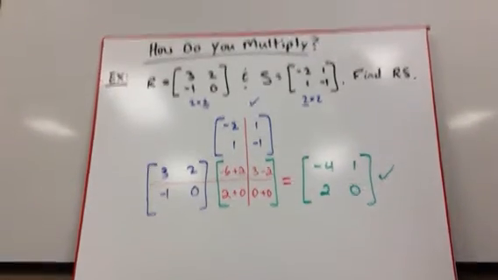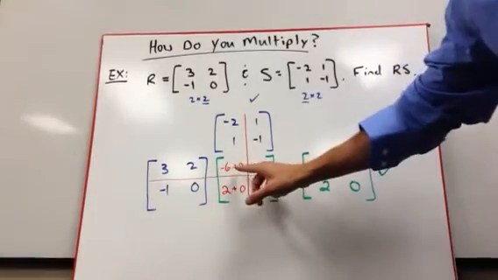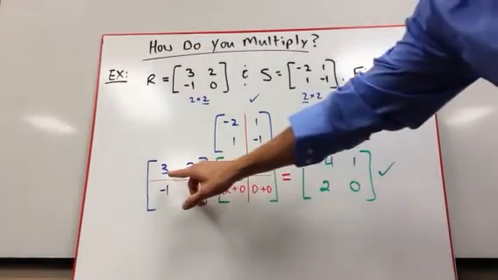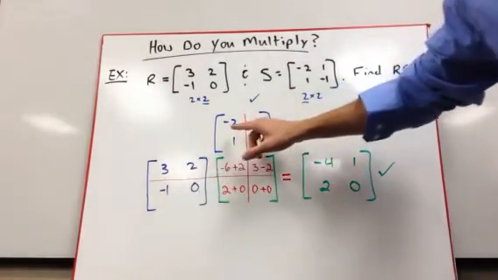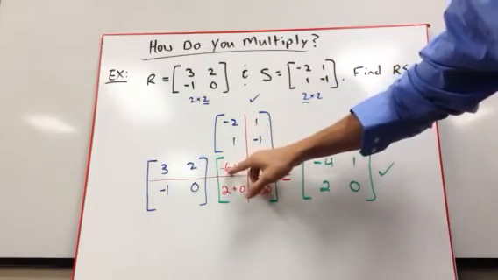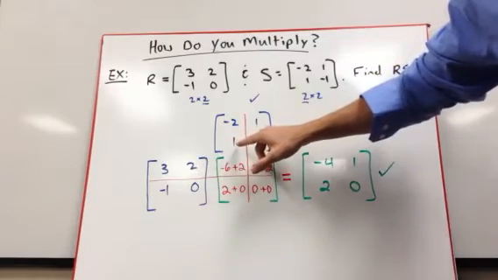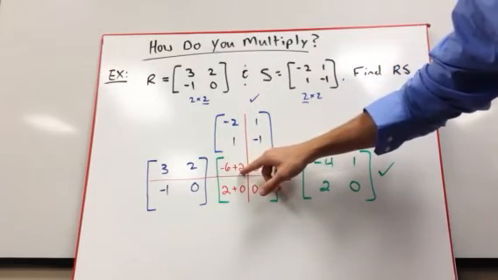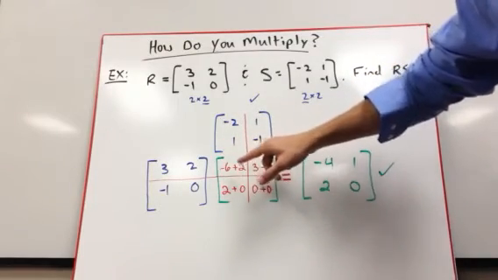So it tells me, I'll use my hand, it tells me that in this box right here, I should multiply 3 and negative 2. So the first spot and first spot, that was negative 6. And then the second and the second, so 2 and 1, that's a plus 2. I'm done with that spot.